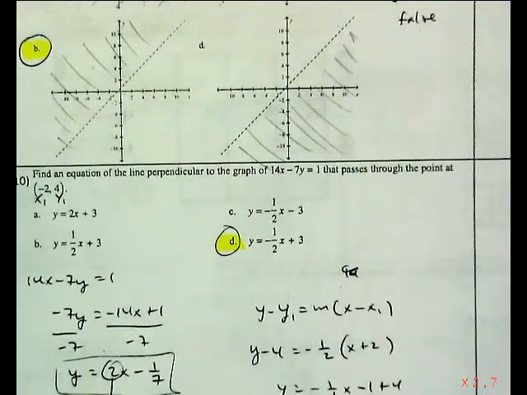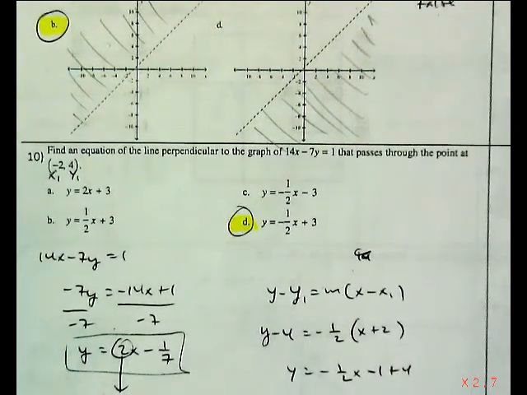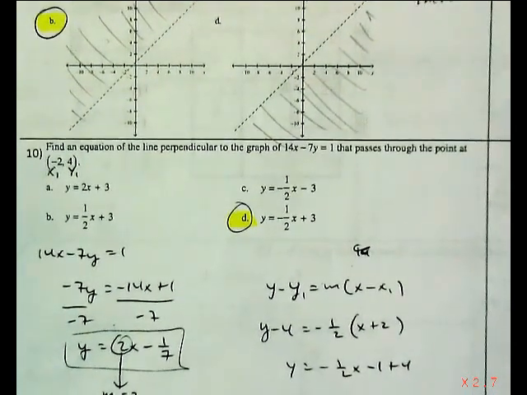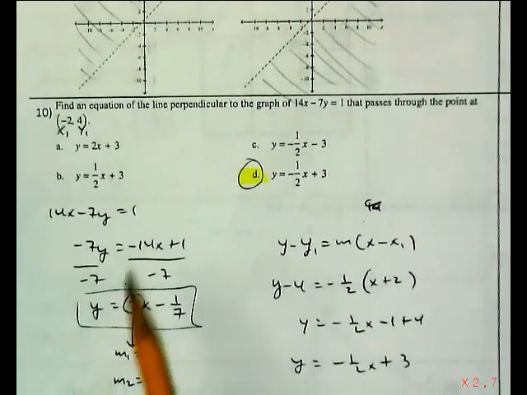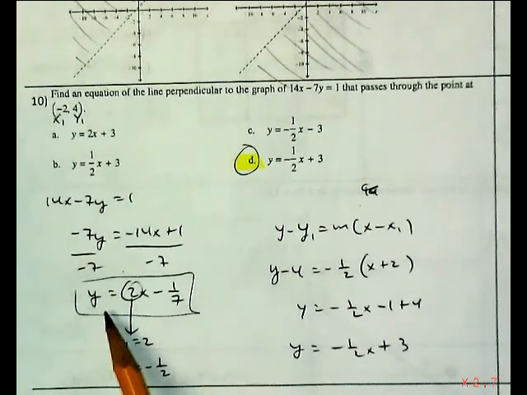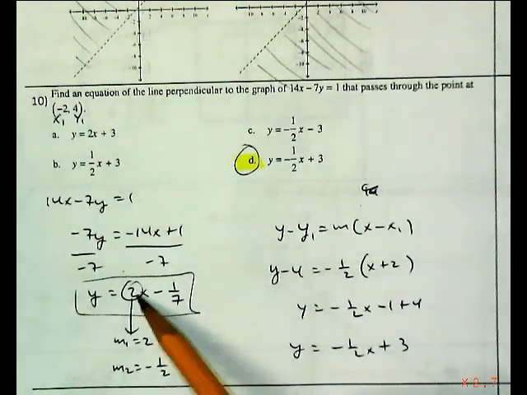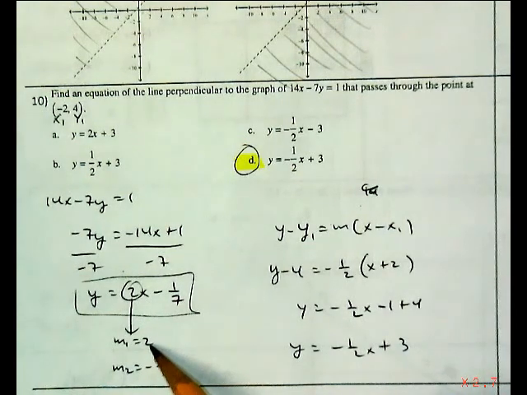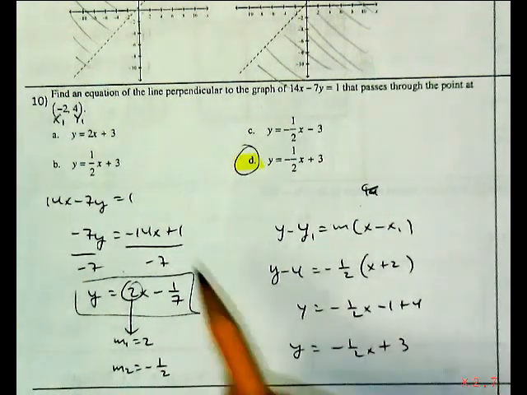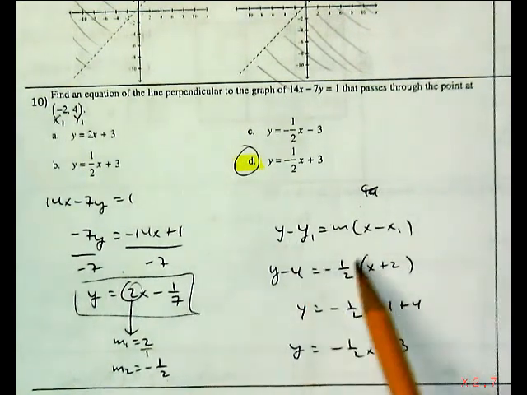Number 10. Which equation of the line perpendicular to the graph 14x minus 7y equals 1 passes through a point at negative 2, 4? So the first thing I do is, in standard form, I'm going to transform it to slope-intercept form, so I have y equals 2x minus 1/7. Because my slope here is 2, then the opposite reciprocal is negative 1/2. So there's 2 over 1, flip it, and then take the opposite sign, positive to negative. So now I have the slope of negative 1/2.